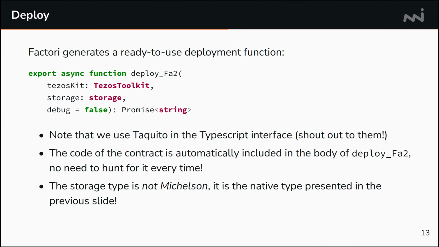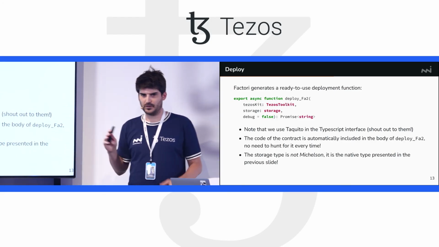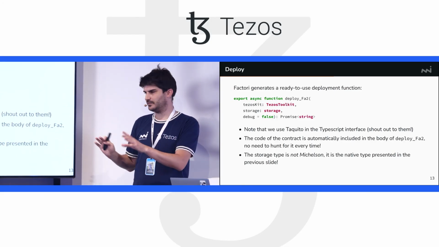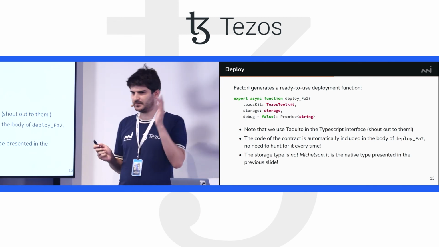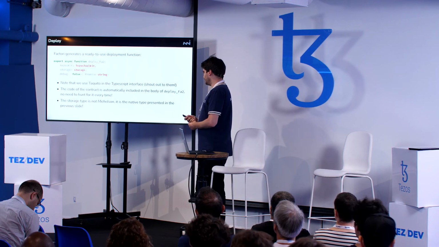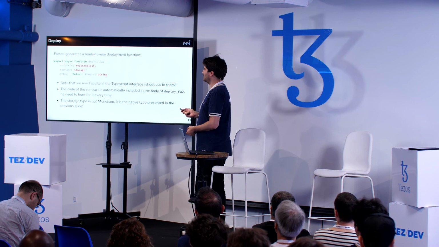The Michelson code of the contract is automatically included in the deploy function, so you don't need to think about where you downloaded that Michelson file that you want to originate, which is sometimes also a pain. And so that's deployment.